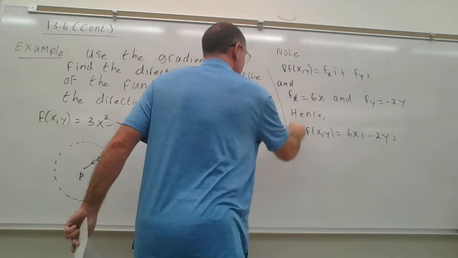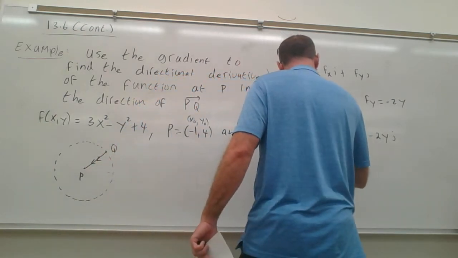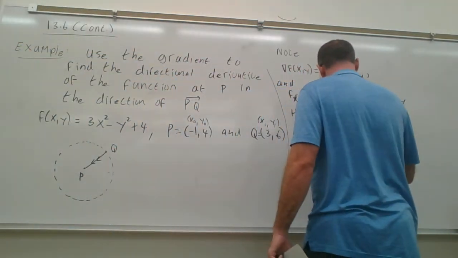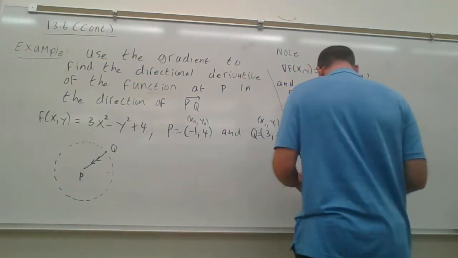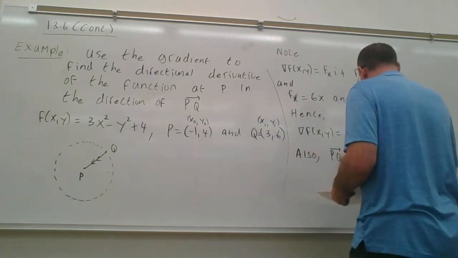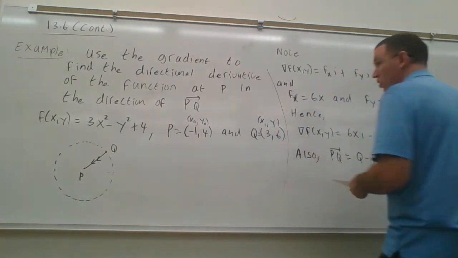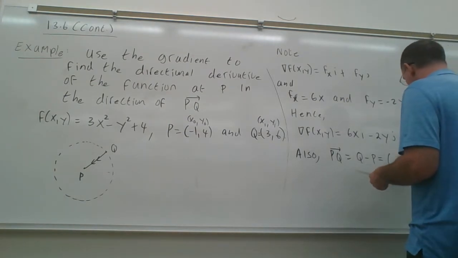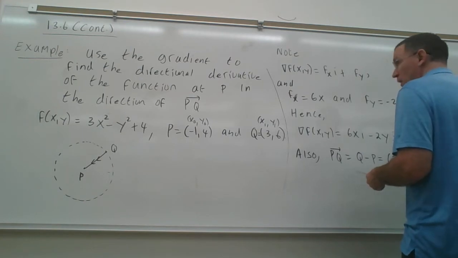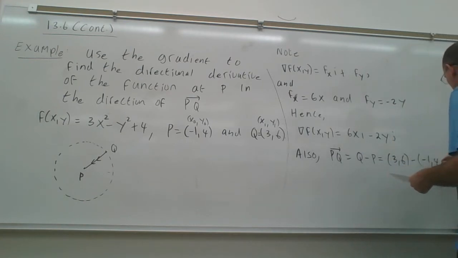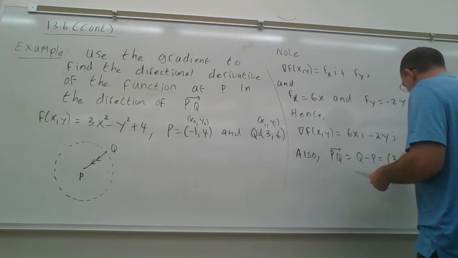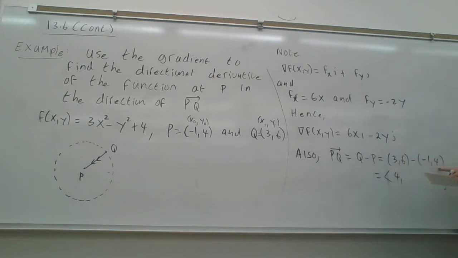Also, let's look at the vector PQ. This is going to be the difference of point Q and point P. So our Q is 3, 6. Our P is -1, 4. So simplifying this, it would be 3 minus -1, which is 4. Okay, write the vector notation here. It'll be 4, and 6 minus 4, 2.